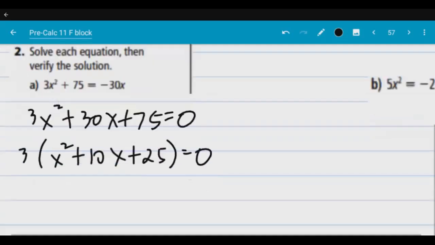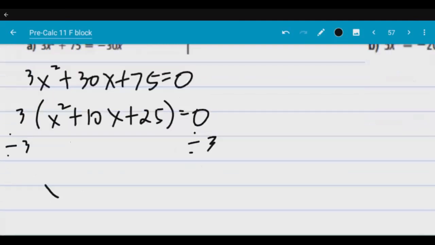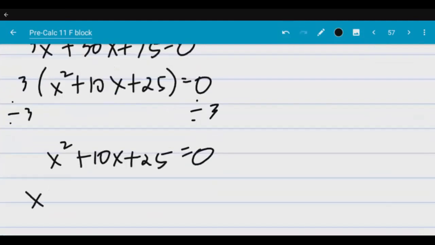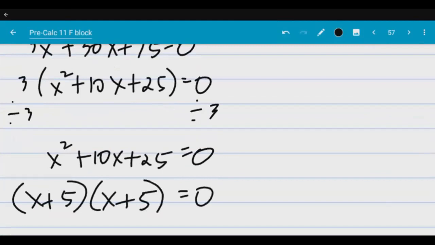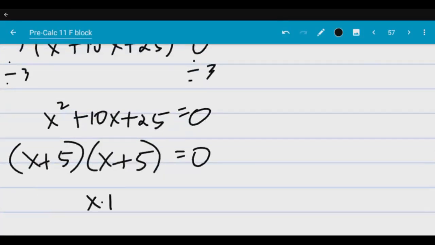And if we divide both sides by 3, we are able to cancel out that 3, leaving us with just x squared plus 10x plus 25 is equal to 0. And I think some of you would have noticed that, wait a minute, this is a perfect square trinomial, right? That is the result of x plus 5 times x plus 5, right? Or really, that would be x plus 5 squared is equal to 0.